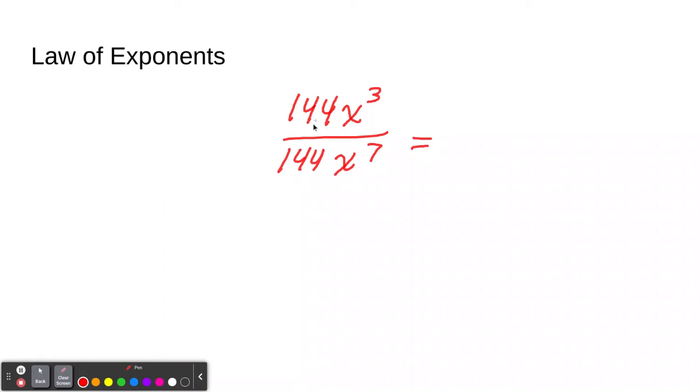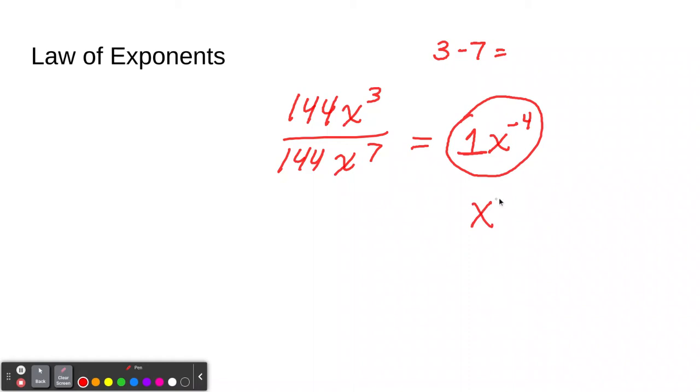So 144 divided by 144, you just got a 1. And you don't really have to put the 1 there, but we'll leave it there. They have the same base. And remember, it is division, so it's 3 minus 7. So you'll get -4. Now, this is the answer, but we can also just say x to the -4th. And remember, when we have negative exponents, we put the base in the denominator and keep that 4 there.